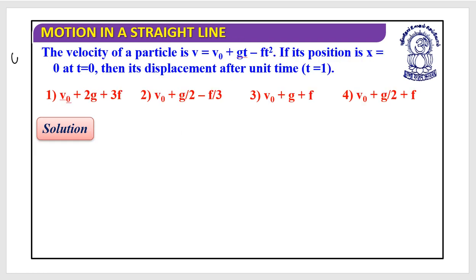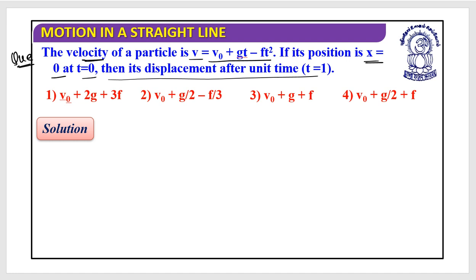What they have given is that the velocity of a particle is v is equal to v naught plus gt minus ft square. If its position is at x equals 0 at t equals 0, then its displacement after unit time, that means t is equal to 1. What can I do?